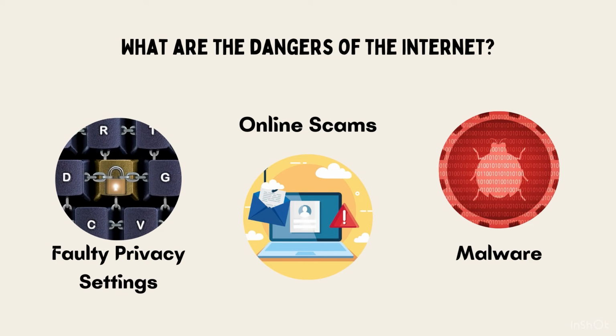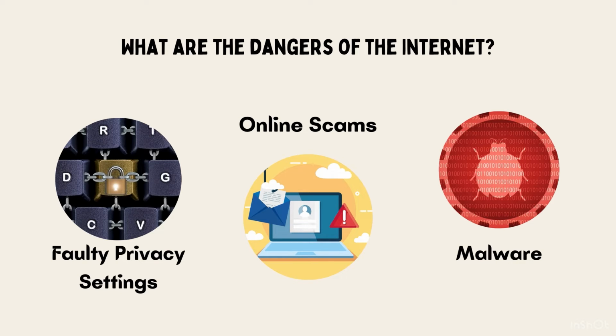Next, faulty privacy settings. Privacy settings are the part of a social networking website, internet browser, or piece of software that allows you to control who sees information about you. Faulty privacy settings occur when individuals fail to keep their online information from those they don't want to see it. And next, online scams. Online scams are different methodologies of fraud facilitated by cyber criminals on the internet.